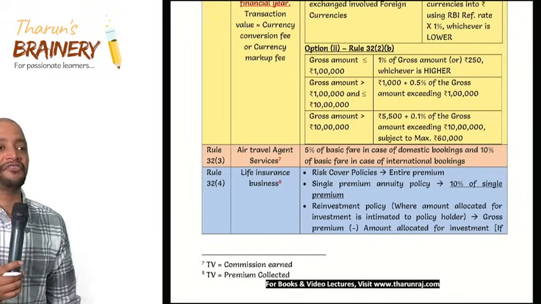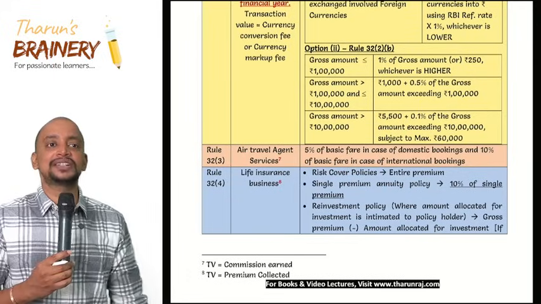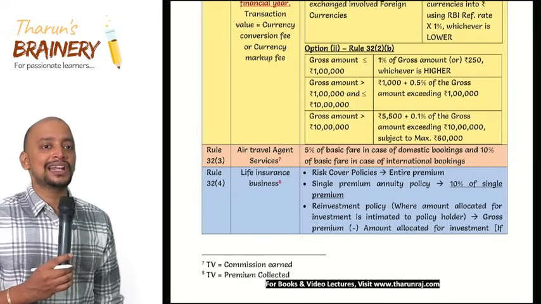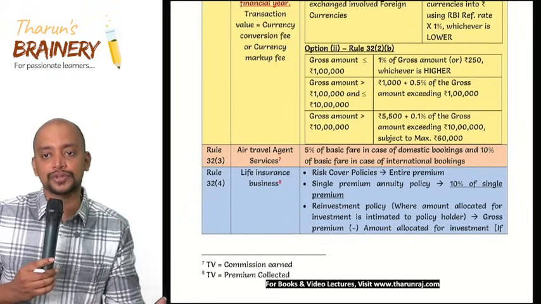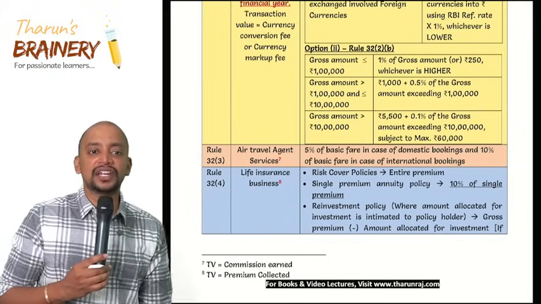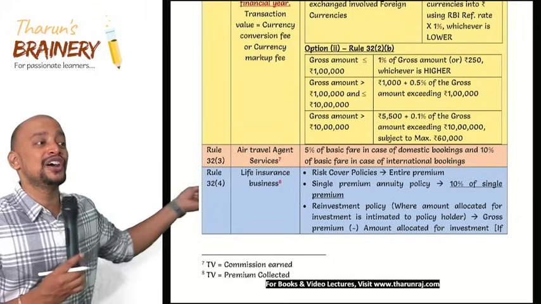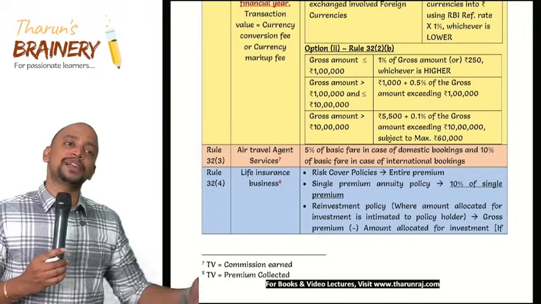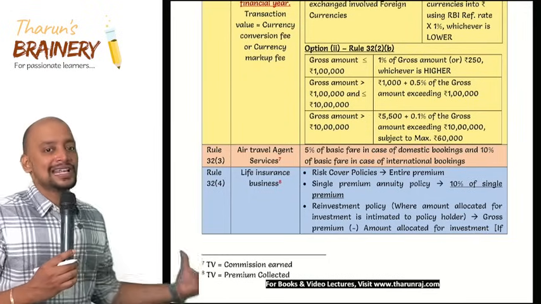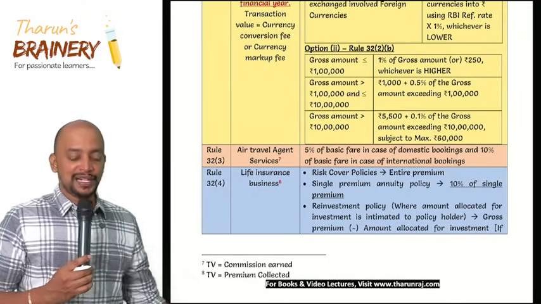Suppose it is 500 lakhs. For the first 10 lakhs it will be 5,500. The next 490 lakhs into 0.1% is 49,000. 49,000 plus 5,500 is 54,500. Still it did not cross 60,000. But the maximum amount is 60,000 rupees, and this should be done per transaction. You understood? This should be done per transaction.